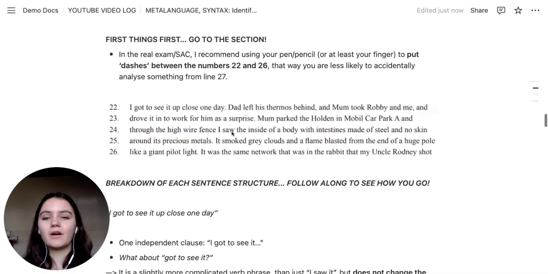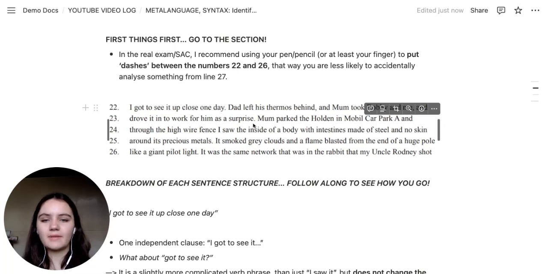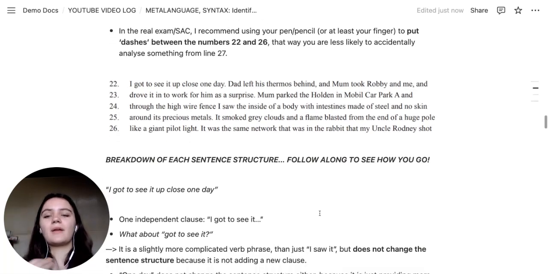Now we can see there are 4 sentences here. I got to see it up close, Dad left his thermos, Mum parked the Holden, and it smoked grey clouds. I'm going to run through a breakdown of how you will identify each structure, and I want you to follow along if you can. So when we read it together, so to speak, I want you to think of what sentence structure you would prescribe it to be.